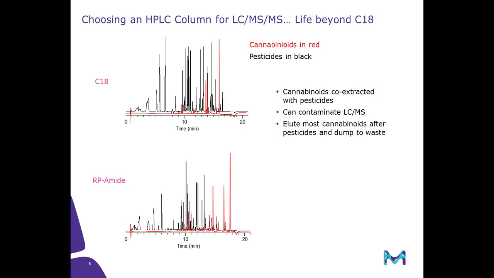Now with GC, it's not as much of an issue because they go through the column, and they go through the detector, and then they go out to waste. But in LC, they can go into the detector, and they can get the detector quite dirty. That requires that you take it apart more frequently and clean it.